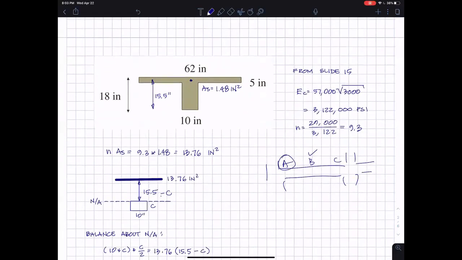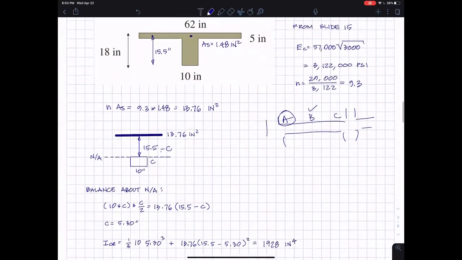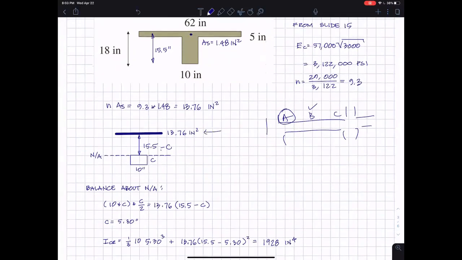It's a negative moment. The steel's up in the flange. It was 1.48 square inches. Again, d is 15.5. n times 1.48 is 13.8 square inches of equivalent concrete. Here is c. We don't know. And now the width in compression is only 10 inches.